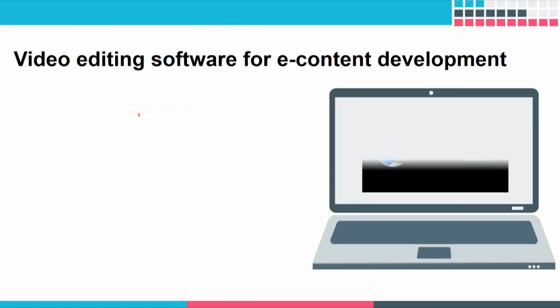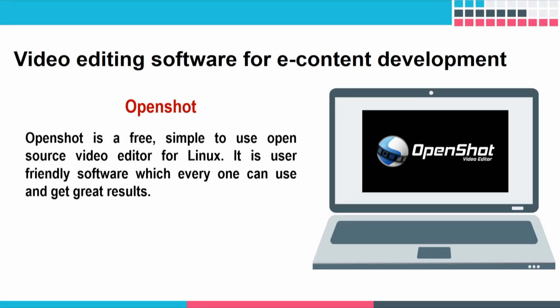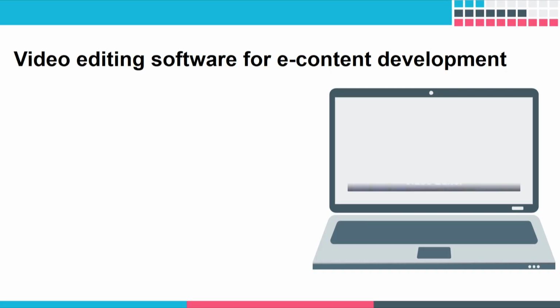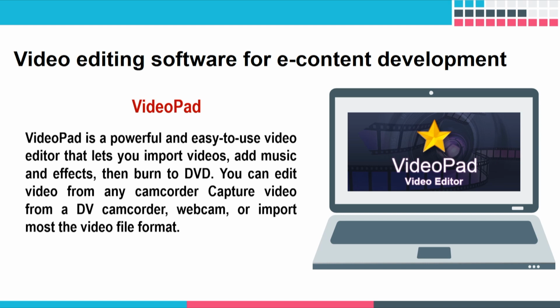Another is OpenShot. Magisto and OpenShot are both free and open source software. OpenShot is free and simple, and since it is open source, you can download it. But mind it, OpenShot is used only on the Linux operating system, not on Windows. VideoPad is also an open source software. This is also for video editing.